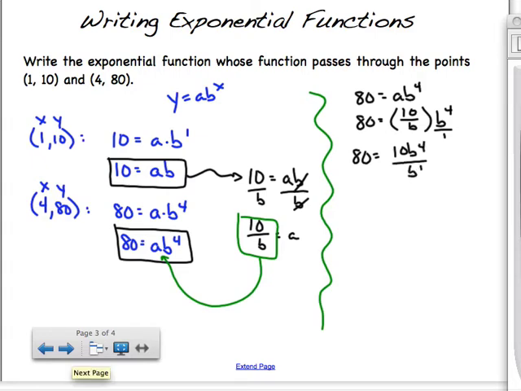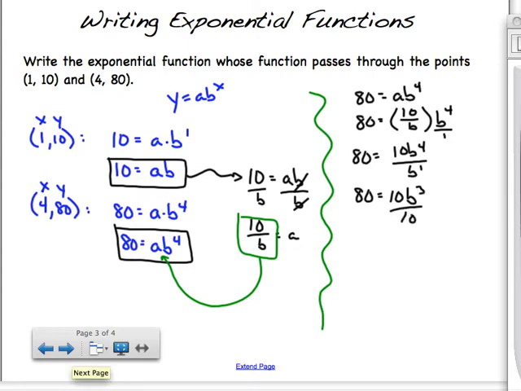And that's really b to the first power, and we know using our exponent rules that b to the fourth divided by b to the first, that's a base divided by a base. Therefore, I can do 4 minus 1, which obviously gives me 3. So now I have 80 equals 10b to the third. Now simply solve for b.